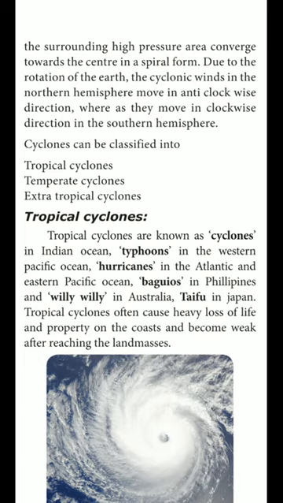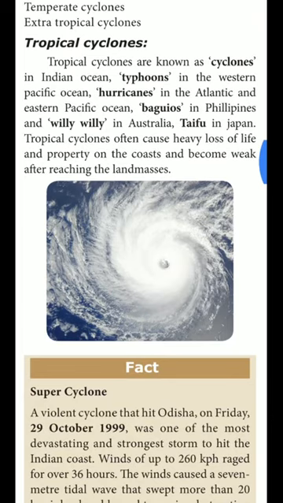So this tropical cyclone often causes heavy loss of life and property on the coast and becomes a peak after reaching the landmass. Okay. So from this picture, what you can understand, this cyclone is like a coil of a snake, isn't it? Next, there is one fact in your book, listen, that is super cyclone. Another cyclone, super cyclone.